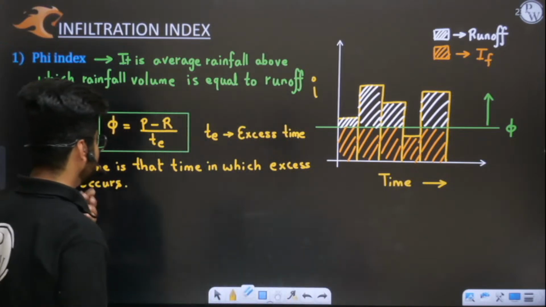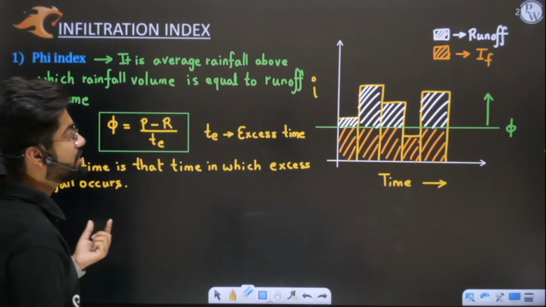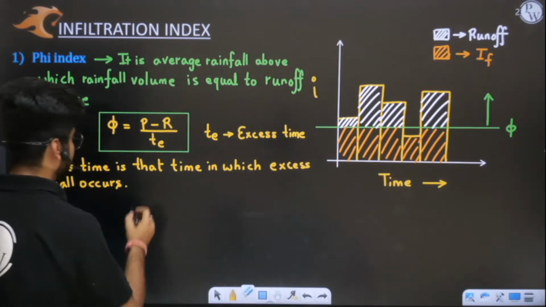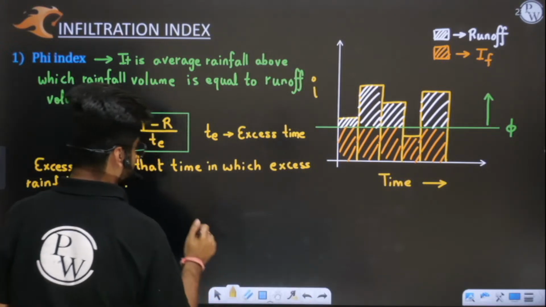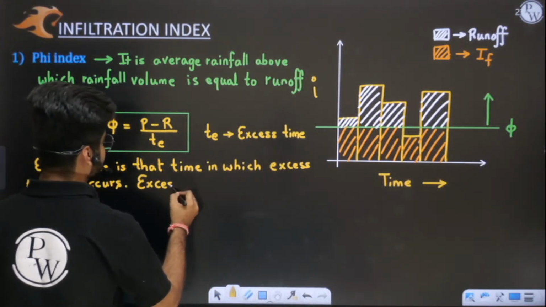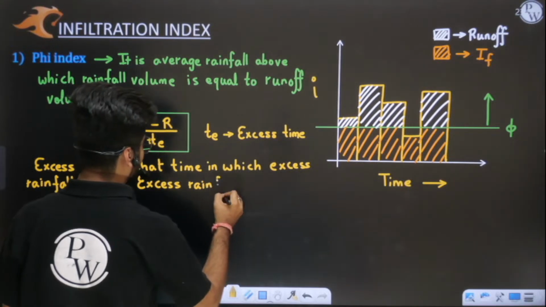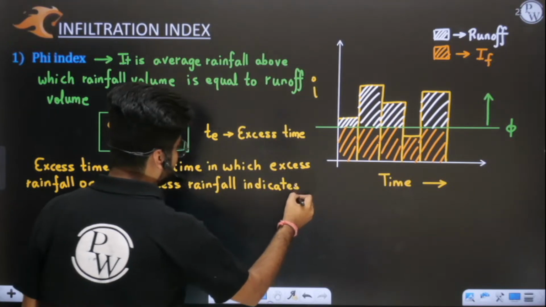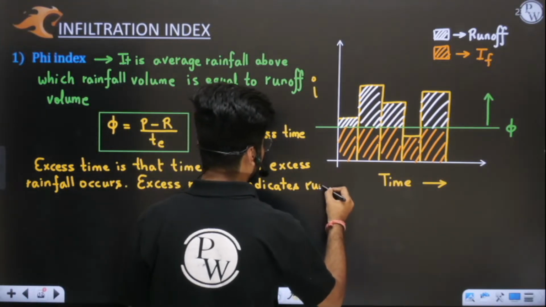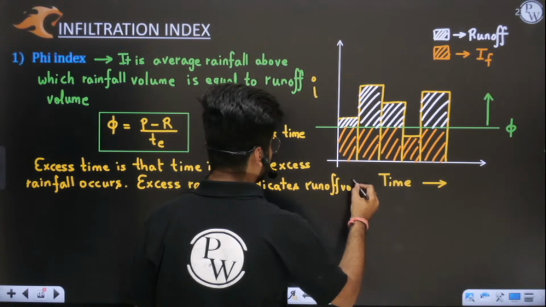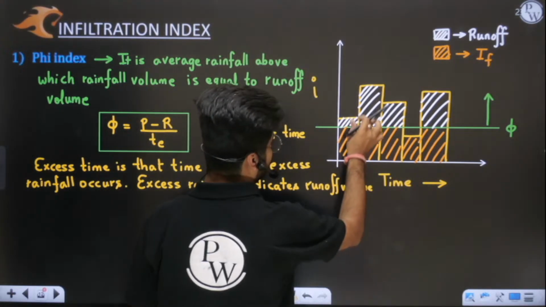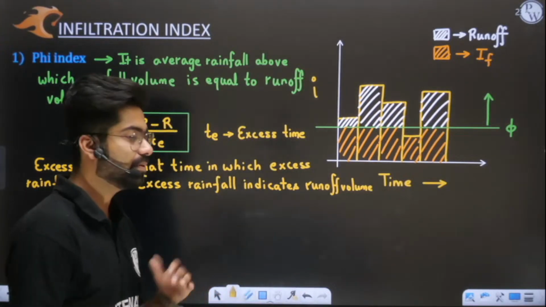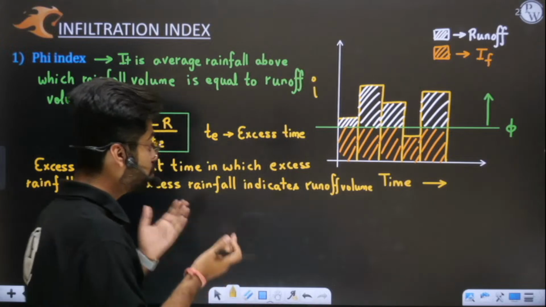Okay, so excess rainfall means runoff. Excess rainfall indicates runoff. Yes or no? Excess rainfall indicates runoff volume. So whatever this white portion is, this is your excess rainfall, and it will give you runoff volume. Simple.